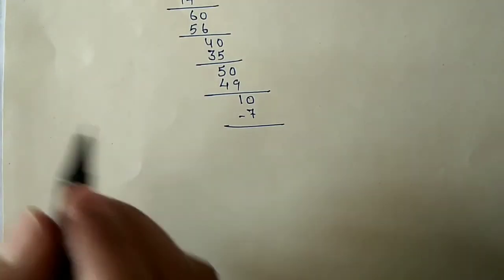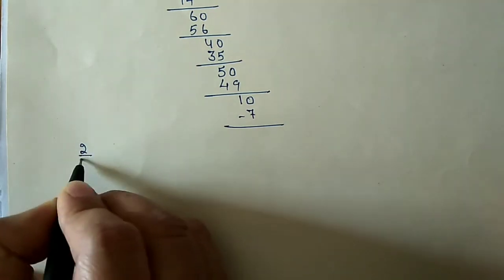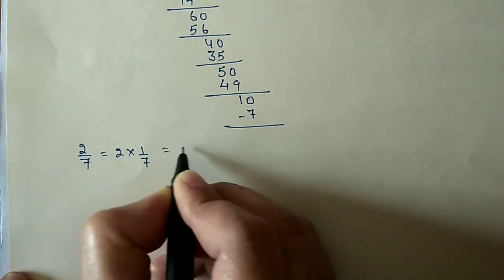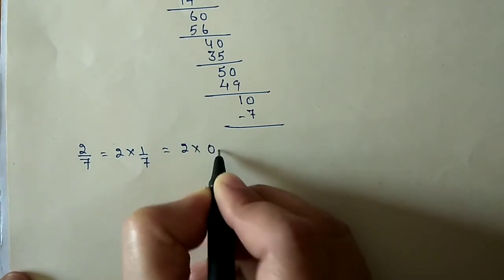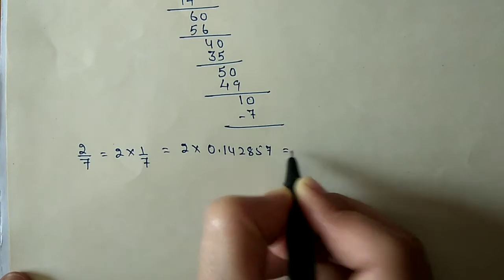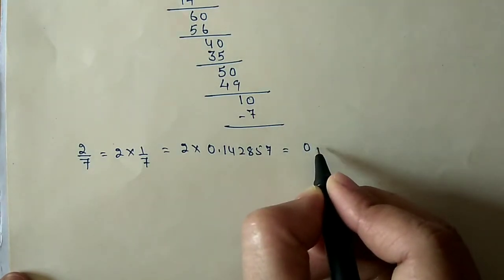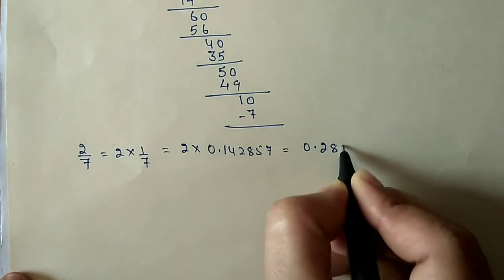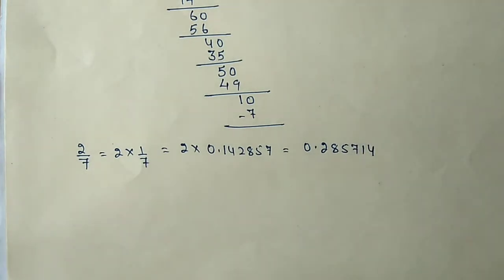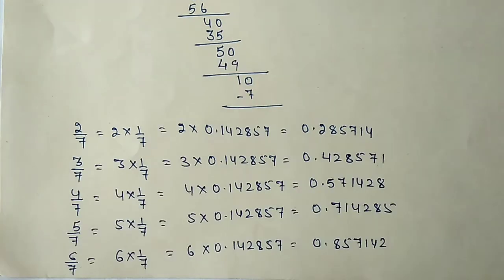To find out 2 by 7, 2 by 7 means 2 into 1 by 7. So we can multiply 2 into 0.142857, which we will get as 0.285714. Similarly, we can find out 3 by 7, 4 by 7, 5 by 7 and 6 by 7 also. Finally, we will get the values of these rational numbers.